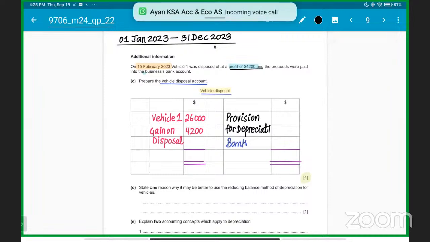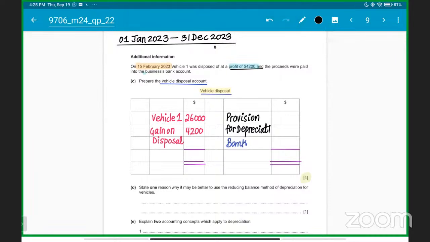So 26,000 plus 4,200, that is basically 30,200. Okay. Disposal is always written with the cost on the debit side, when it is a disposal account. Okay, so let's continue. We have written the cost of the asset. We have written down the gain on disposal as well.